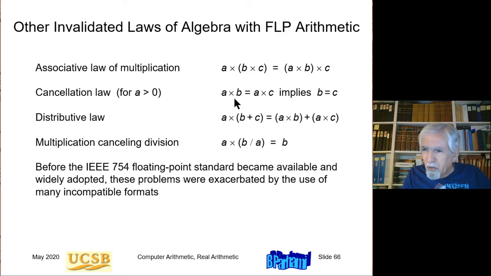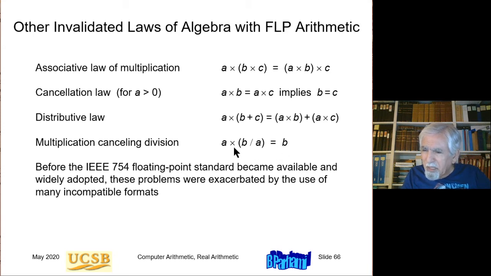Cancellation law does not apply. In normal algebra, if you have A times B equal A times C, that implies B equal to C. But you can multiply a floating point number by 2 different floating point numbers and get the same result. Distributive law does not hold. So A times (B plus C) is not the same as A times B plus A times C. And finally, multiplication does not cancel division in general. If you divide B by A and then multiply by A, you don't necessarily get B.